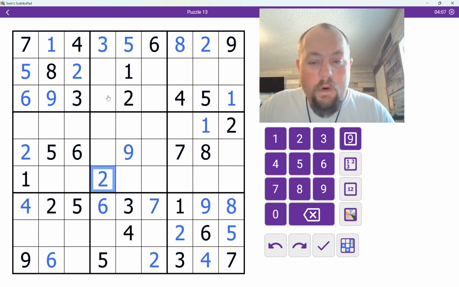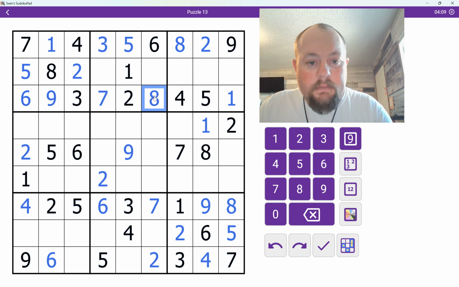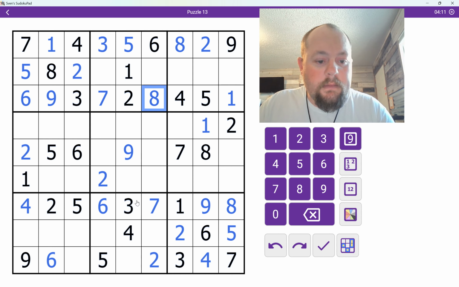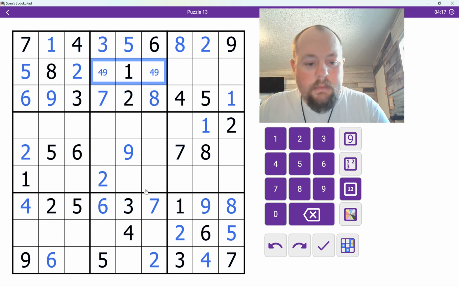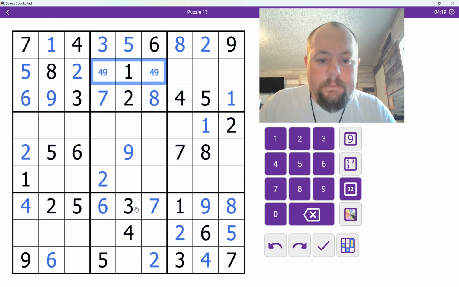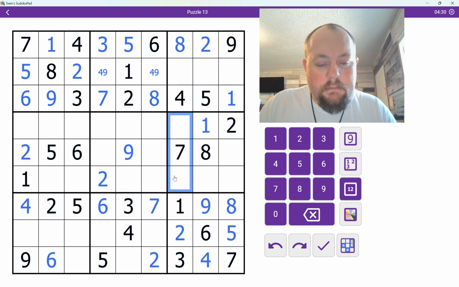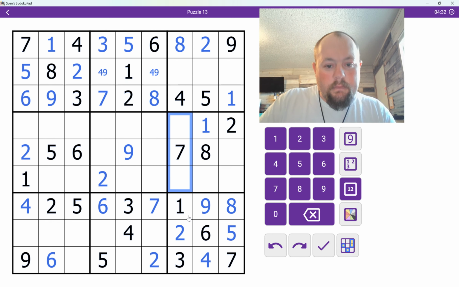7, 8 in row 3 gives me a 7 and an 8. 4 and 9 still remaining in box number 2. Okay. 3. Four.